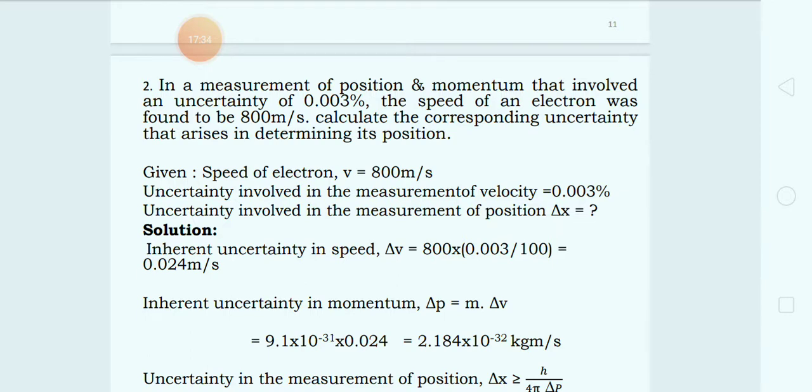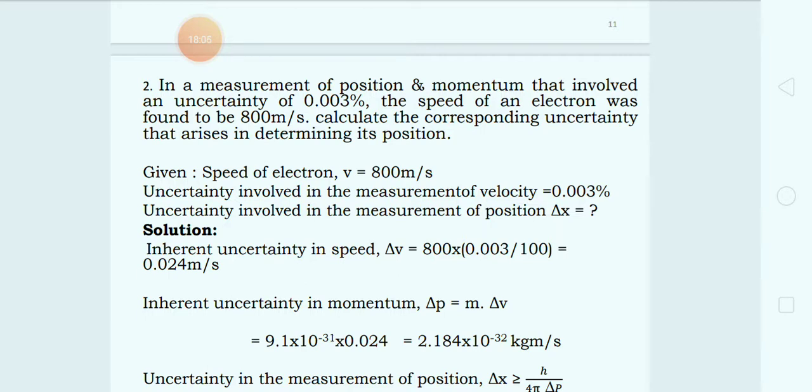Now first you convert delta v, because percentage is given, you have to convert into a fraction. So let us write delta v, that means inherent uncertainty in the speed, is equal to 800 into 0.003 percent, that fraction divided by 100, that will give rise to the uncertainty in the measurement of speed. So it will be roughly 0.024 meter per second. Uncertainty in the measurement of momentum we can calculate.